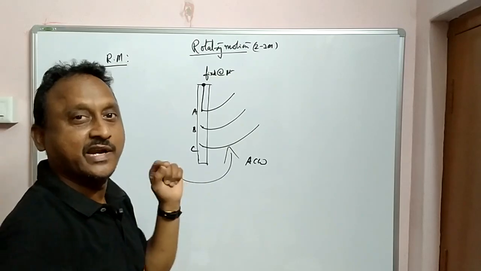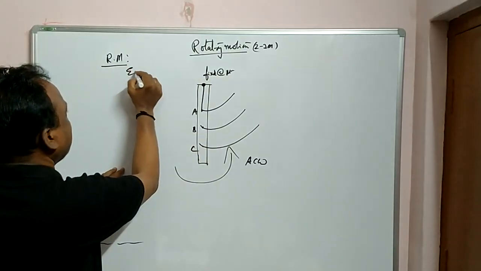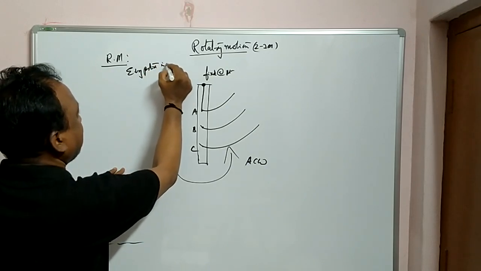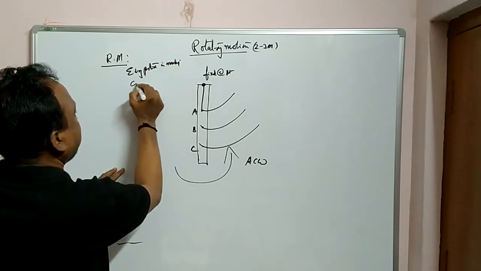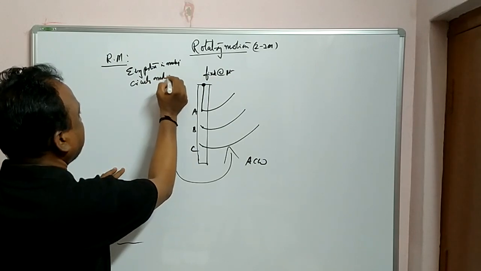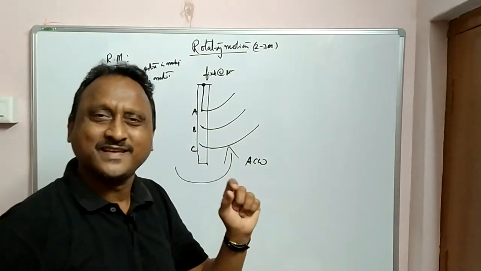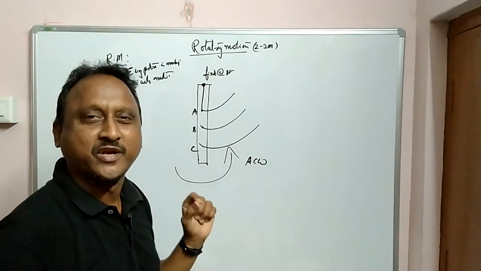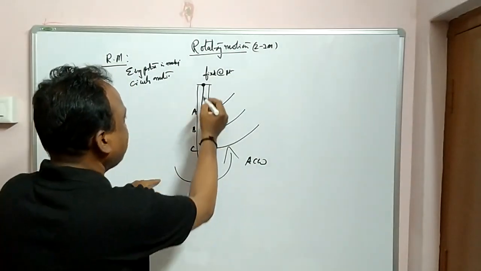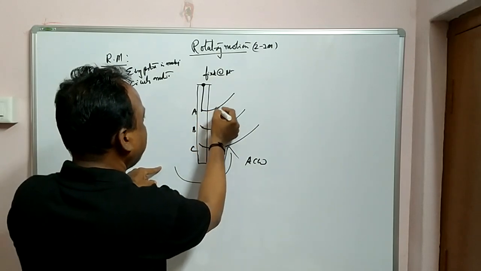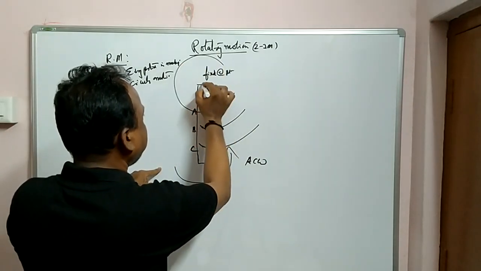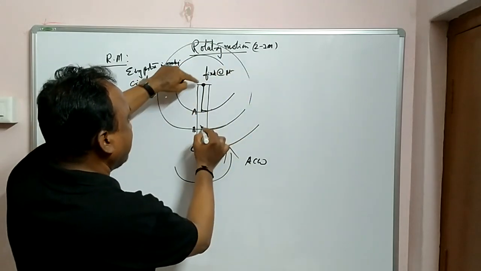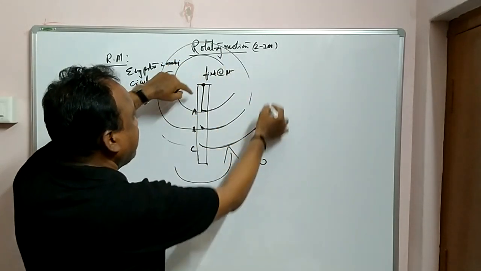Now if you observe here, when it is rotating in anti-clockwise direction, every particle is making a circulatory motion. So that type of motion is called rotatory motion. If you take this point, this is the circle of this point, same center. If you take this point, this is the circle for this point. If you take this point, this is the circle.